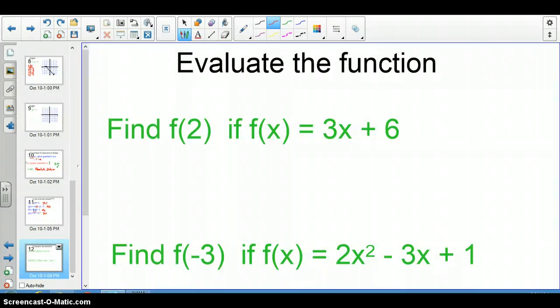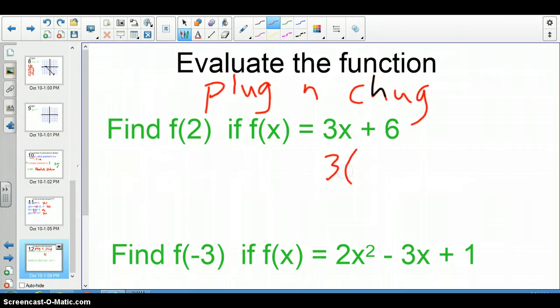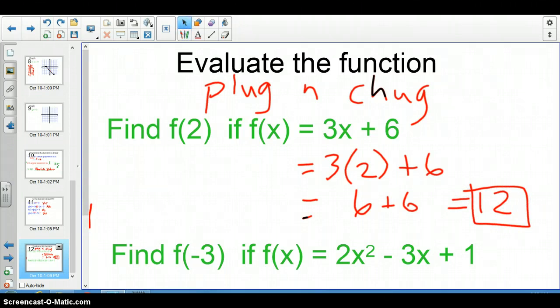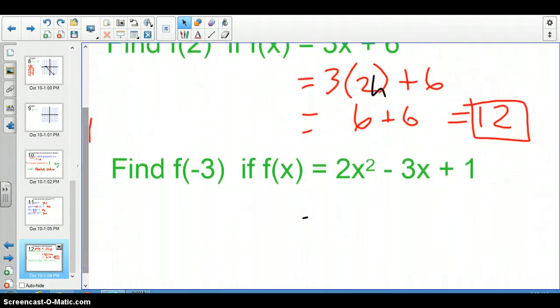Find f of 2. Evaluate. All evaluate means is plug it in. Plug and chug. So 3 times 2 plus 6. 3 times 2 is 6. 6 plus 6 is 12. So we're just evaluating by plugging these numbers in for x to get our y, or our f of x.